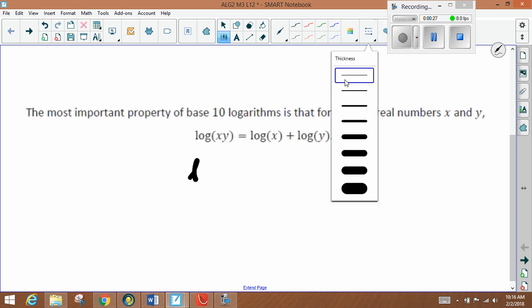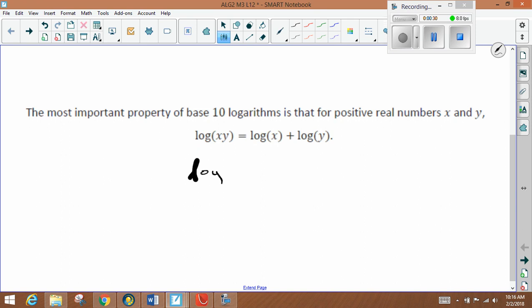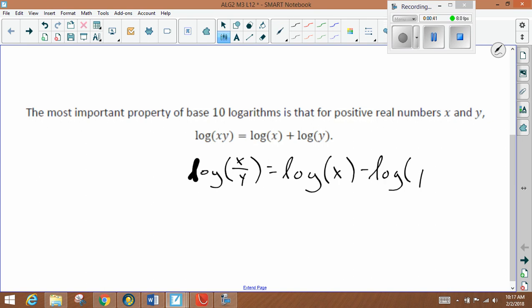The next one that you're going to use a lot is that if you have the log of x over y, that's going to be equal to the log of x minus the log of y. Okay? The next really important one says that the log of x to the r power is equal to r log x, so you pull the r out to the front. Those are the three you're going to use the most. You pull the r? Yeah, it's the pirate property.